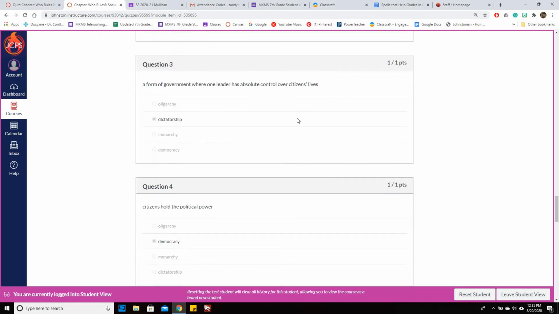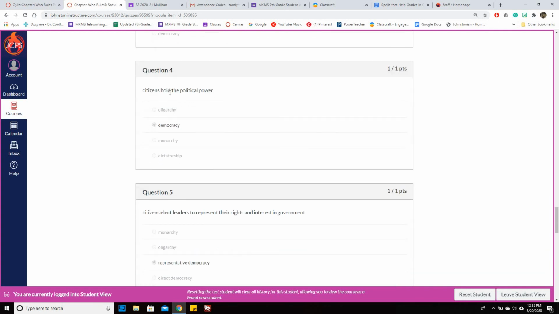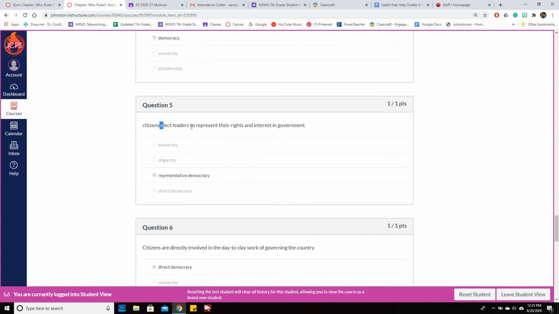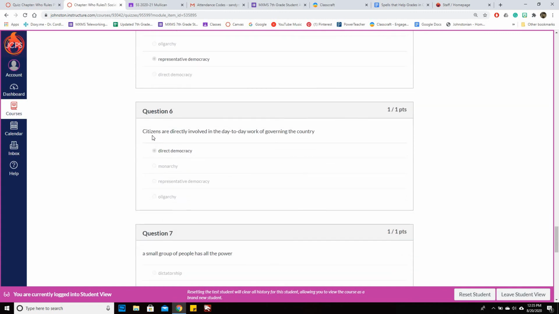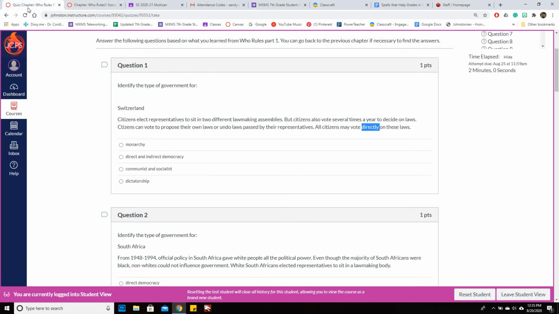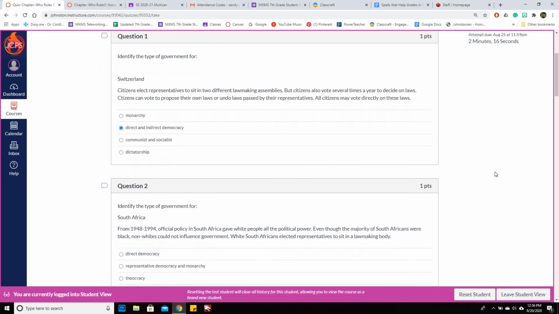So all the power, no. King or queen, no. One leader, no. Citizens, okay, maybe, because they're making choices, right? Here we go. Elect leaders. Representative democracy. Also kind of here, directly involved in day-to-day work, because they did say they were directly involved. So this might be it too. So now if I go back and I look at this, I should be able to definitely decide that this is going to be democracy. Now, indirect is representative. They're synonyms. All right.